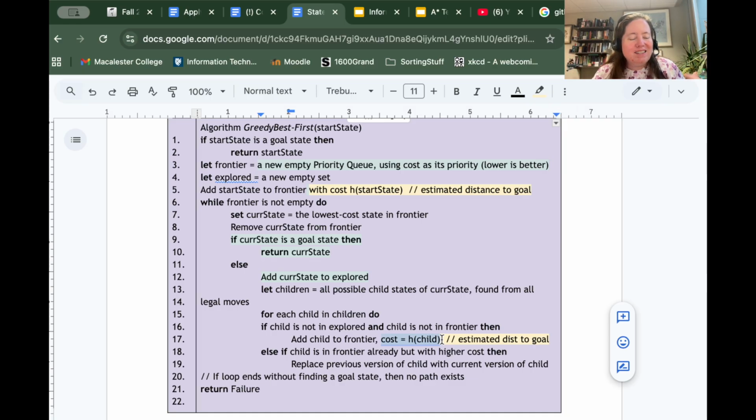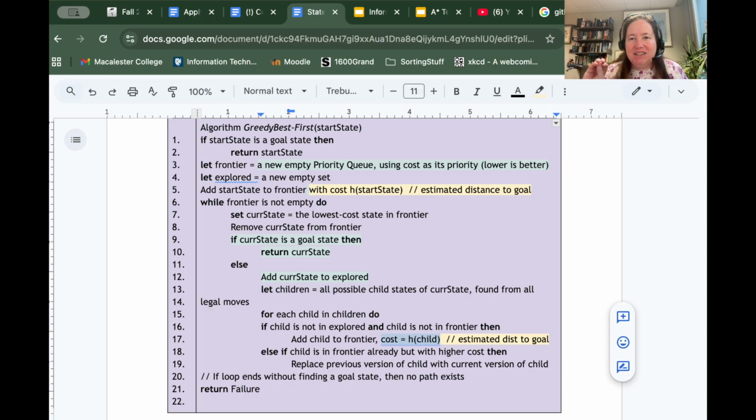As I said before, this is not one that everybody uses all the time, but it's nice to know it because it might come in handy once in a while. And it certainly, under certain circumstances, will do much less work than some of the other algorithms. It's just that it's not going to give you the optimal solution anyway.